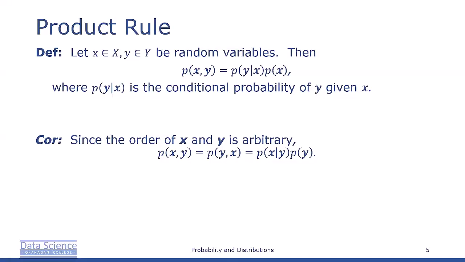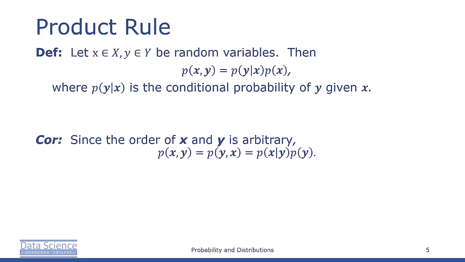The second rule, known as the product rule, relates the joint distribution to the conditional distribution through the formula P of x and y equals the probability of y given x times the probability of x, where the probability of y given x is a conditional probability. The product rule can be interpreted as the fact that every joint distribution of two random variables can be written as the product of two other distributions. Those distributions are the marginal distribution of the first random variable, so P of x, and the conditional distribution of the second random variable, so P of y given x.